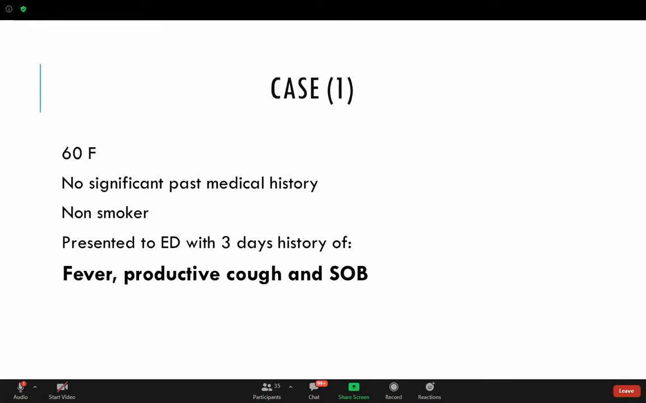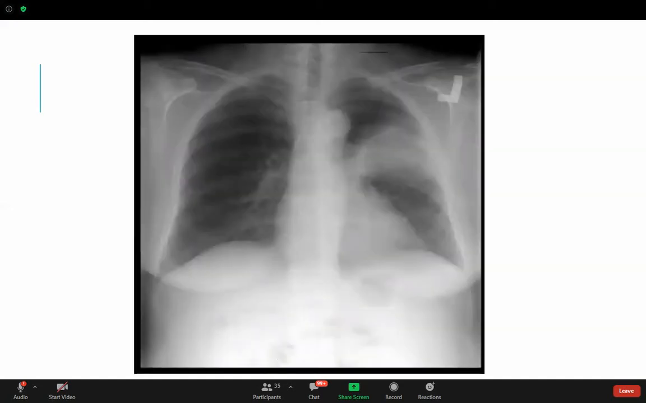Okay, so let's jump to the cases. We have a 60-year-old female. She has no significant past medical history. She is a non-smoker, presenting to the emergency with a 3-day history of fever, productive cough, and shortness of breath. This is her chest X-ray. What do you guys see?